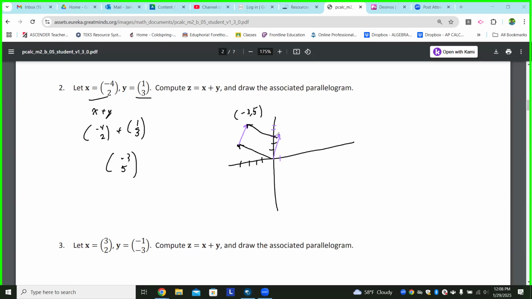From the tip of one vector, you're going to treat it as if it was the origin so that you can then graph the next vector. And you can do this with multiple vectors too. We saw it. Go ahead and try 3.